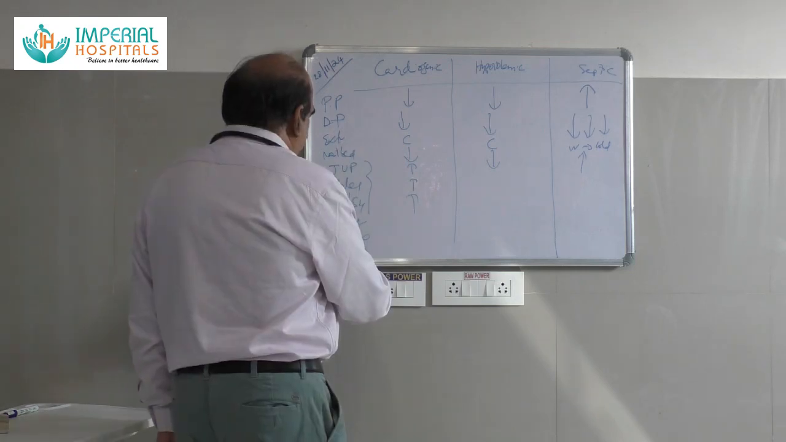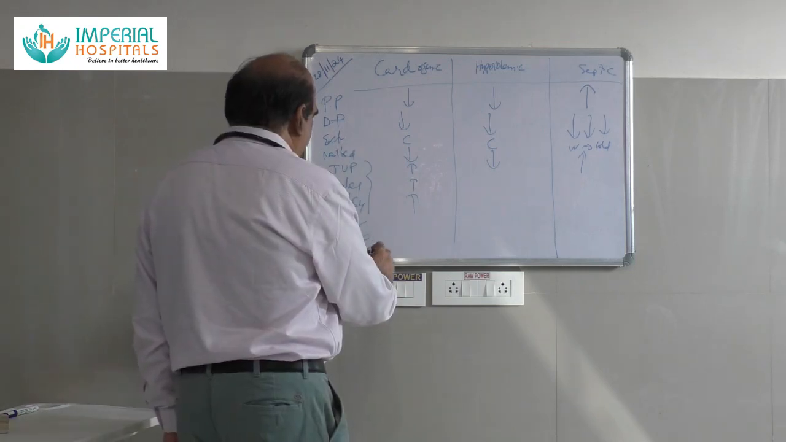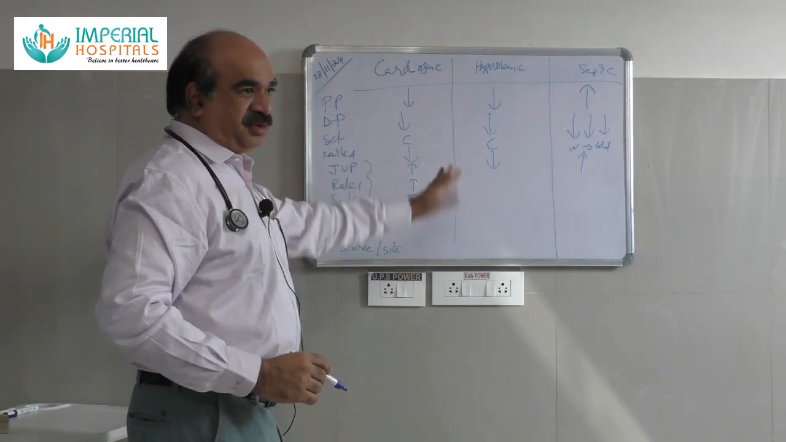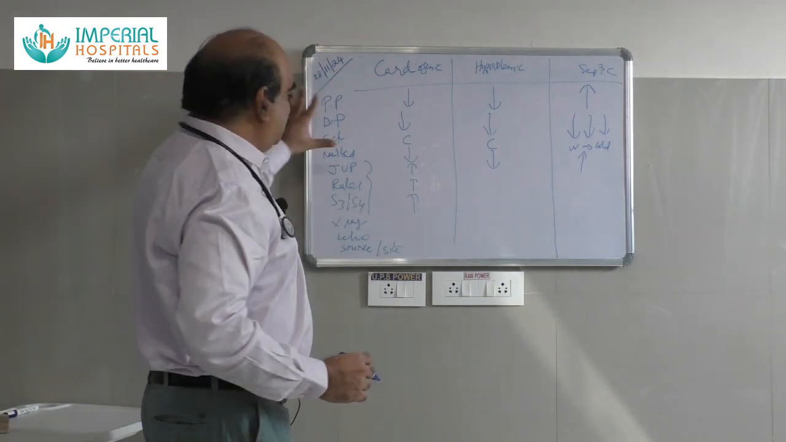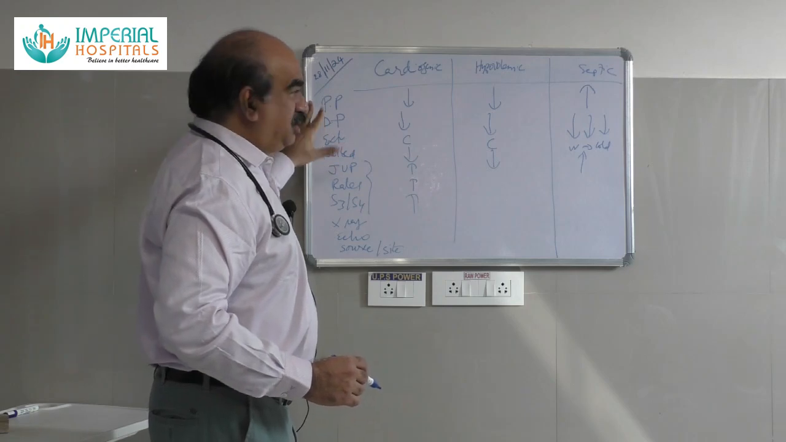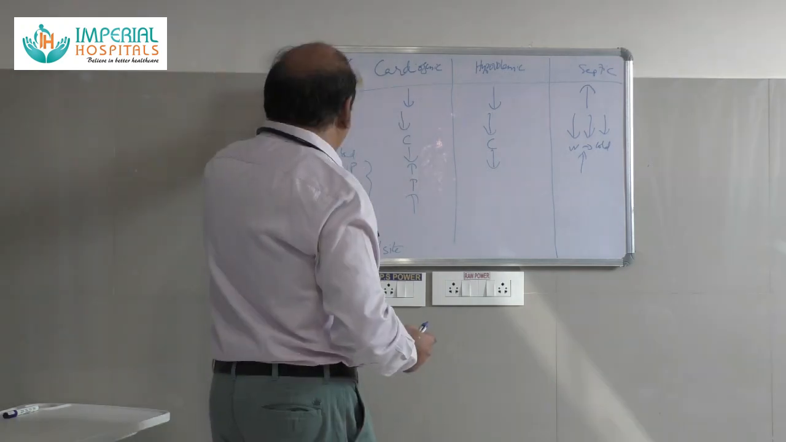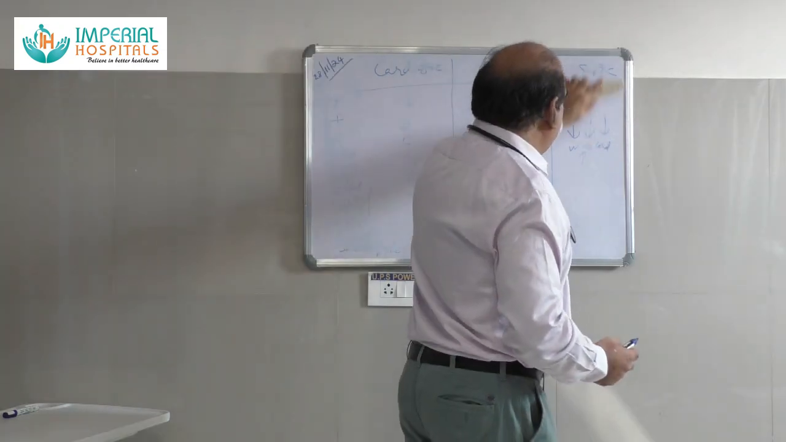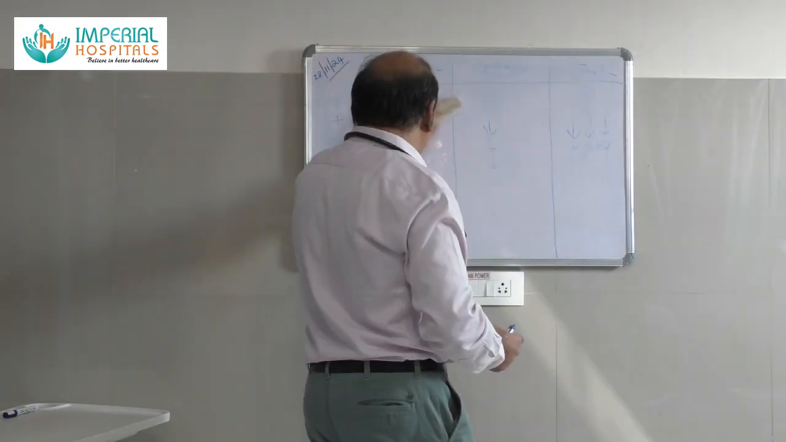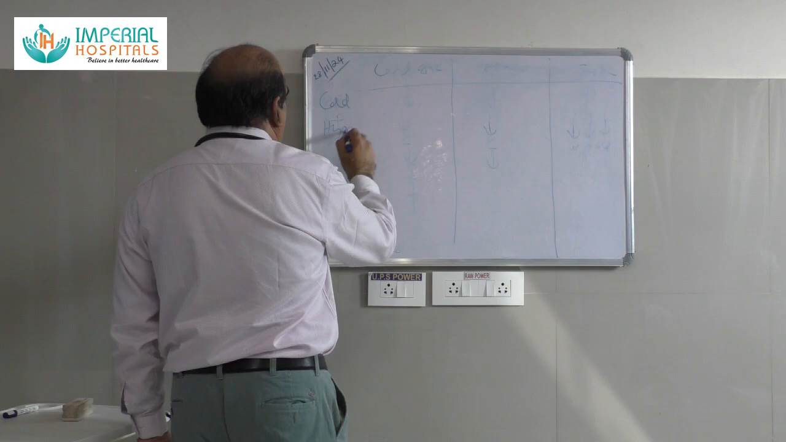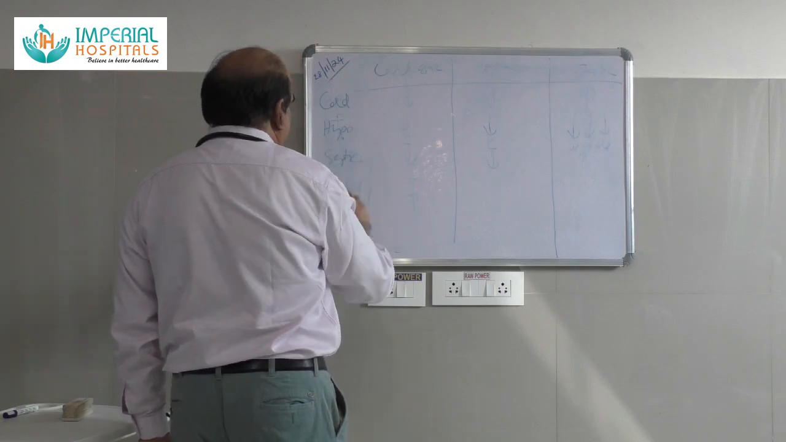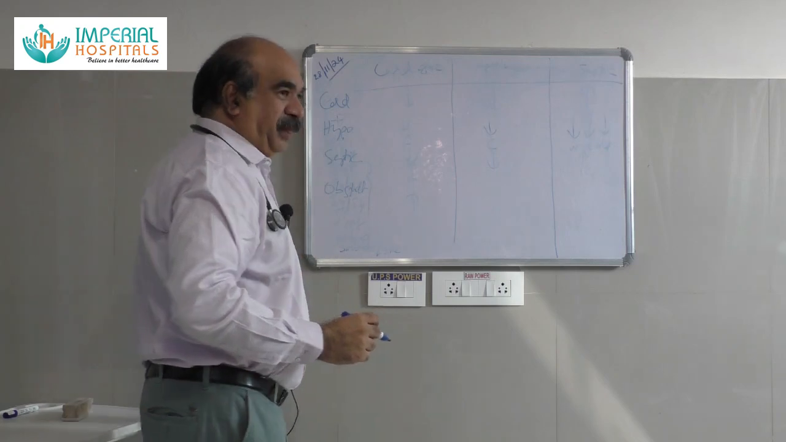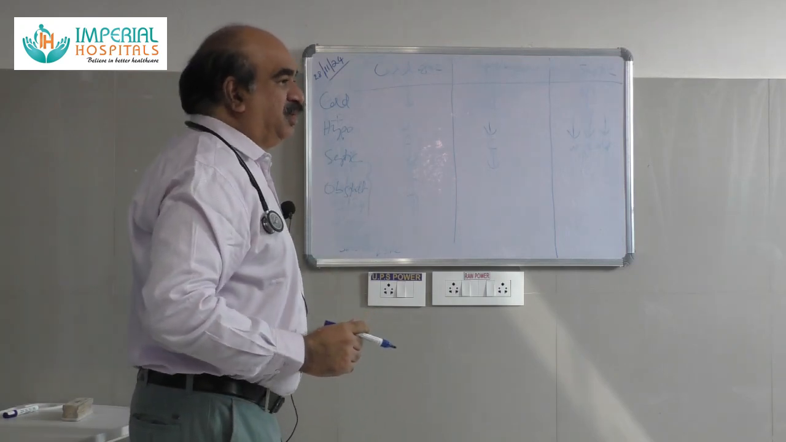So, we should look for the site and source of infection as the cause of septic shock. Okay? So, these are the various parameters in these three types of shock. Another type of shock is obstructive shock: cardiogenic, hypovolemic, septic or distributive, and obstructive shock, like in pulmonary embolism, where there is obstruction to right ventricular output.